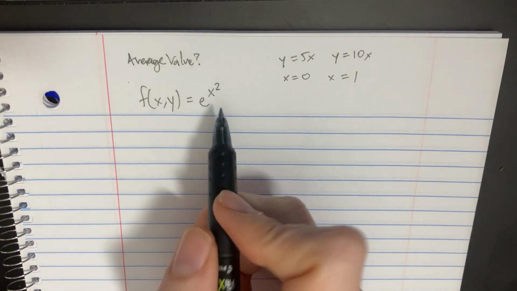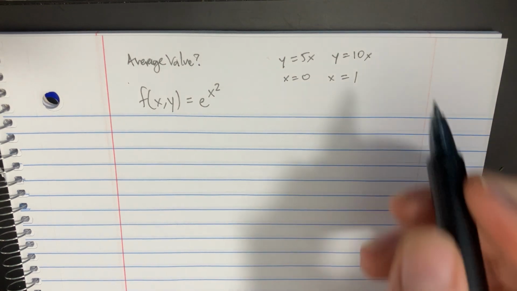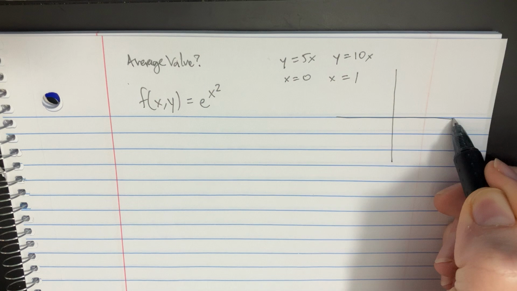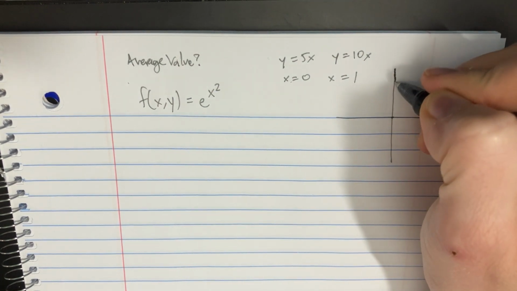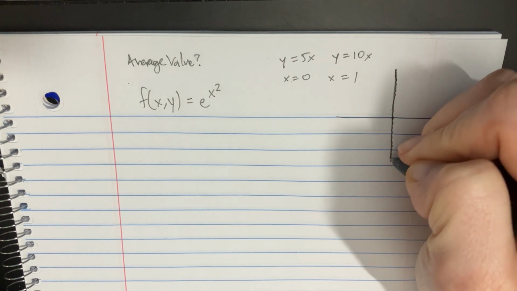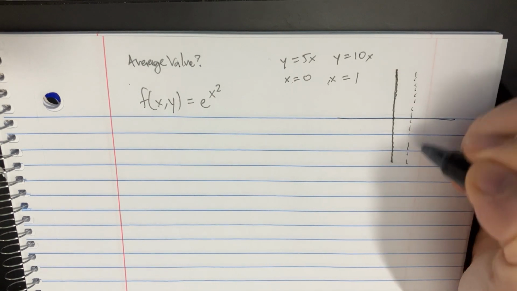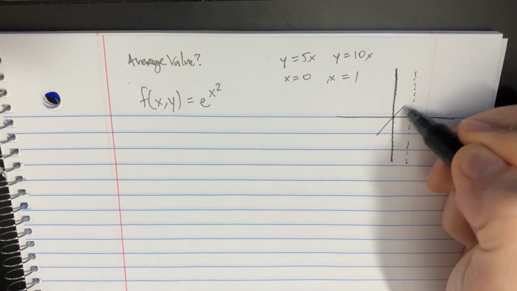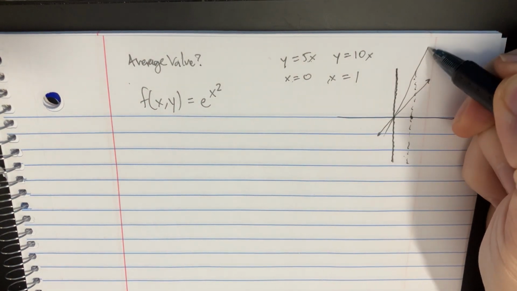We're trying to find the average value of this function, and we're given some boundaries for it too. So first of all, let's try to draw this on our little coordinate system. We've got x equals 0 is going to be one of the lines that is important, so it's going to be this line. Then we have x equals 1, which is going to be kind of like this line right here. And then we'll have y equals 5x, which you could draw maybe like this. And then we would have y equals 10x, which you might be able to draw like this.